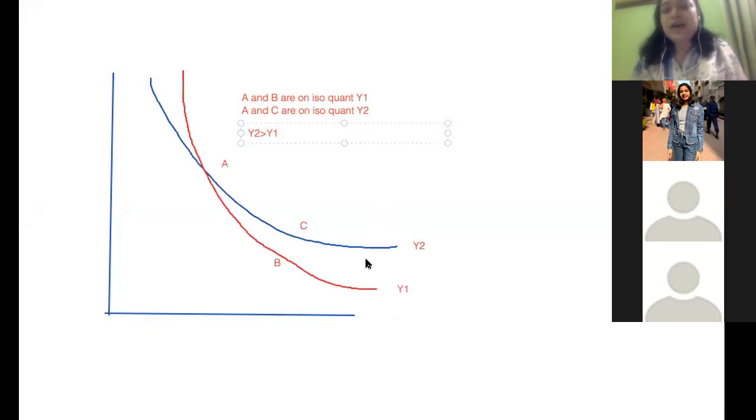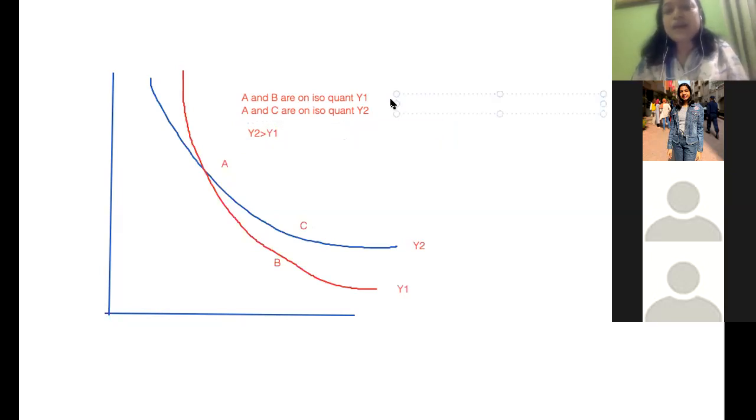A and C are on isoquant Y2. That means A and C, again different combinations of labor and capital, are generating the same level of output Y2. So since A produces the same output as B and A produces the same output as C, that implies that B and C reflect the same level of output, right?